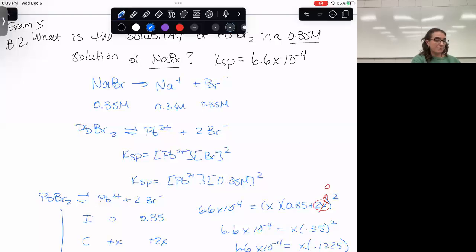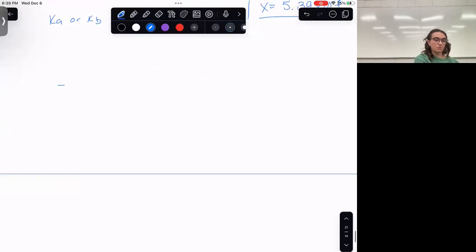But if you remember your orders, you want concentration, you want ln of concentration, and then you want 1 over concentration. And so your integrated rate laws have some sort of that component in all of them.